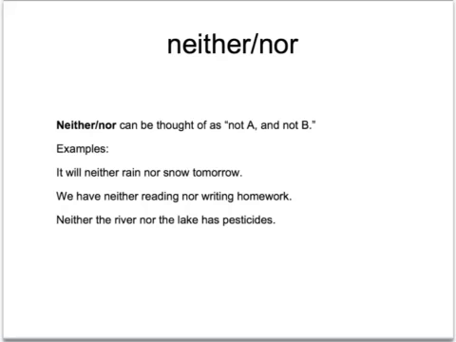The first correlative conjunction that I'll explain is neither nor. The word neither can also be pronounced neither, so you can say neither nor or neither nor. Both pronunciations are acceptable. You can think of neither nor as in not A and not B. So there are two things and you're excluding both of them. For example, it will neither rain nor snow tomorrow. So rain and snow are both nouns and they're of basically equal value, and it will not rain and it will not snow tomorrow, is what you're saying.